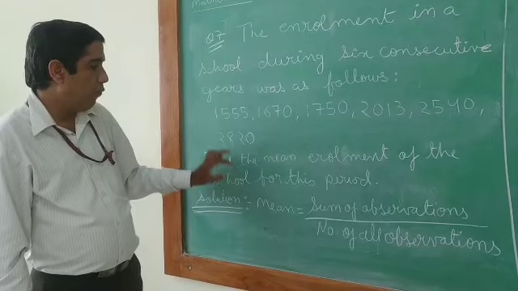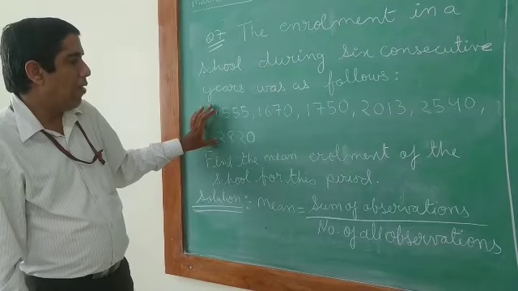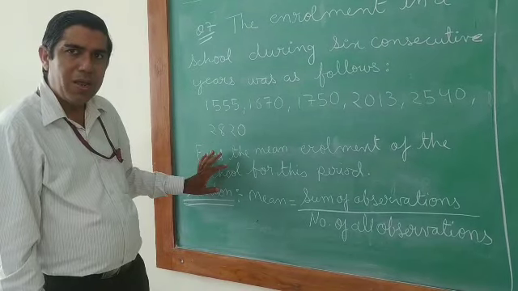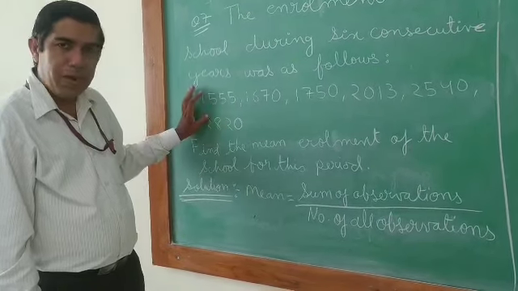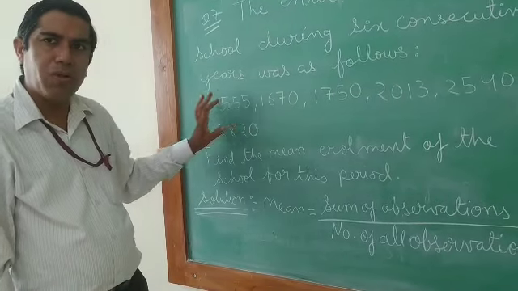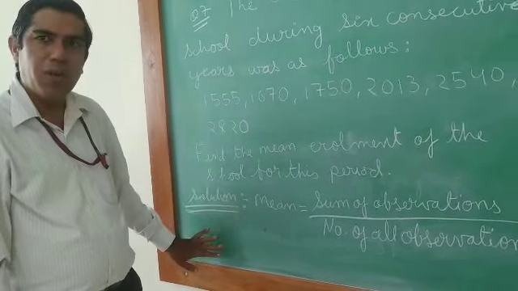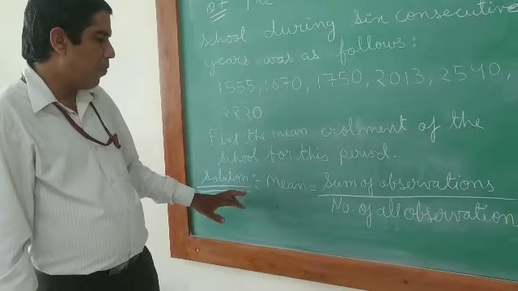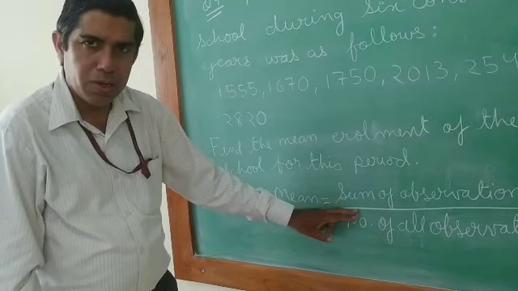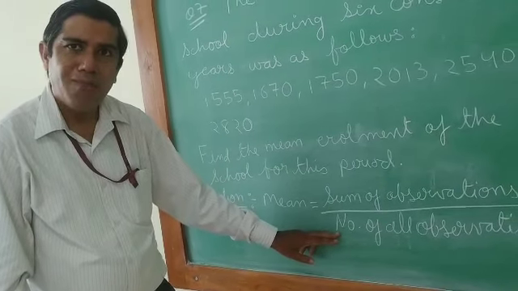So what I will do in this question, I will add the enrollment of 1 year, 2 year all together and divide by 6. Let me repeat once again. I will add the enrollment of first year, second year, third year, like this all 6 years. Then I will divide by 6. So let me write the step. I wrote a formula here. Mean is equal to sum of all observations upon number of all observations.